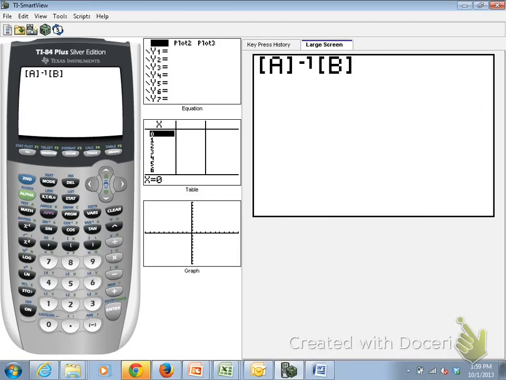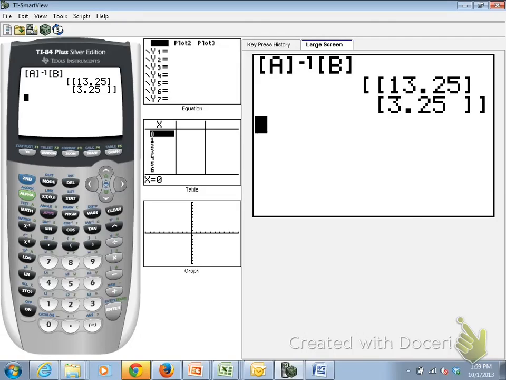It's the little x to the negative 1 key. You just push it. Then you press enter. No, you also have B on there. Okay. So it's second matrix A, inverse, second matrix B.